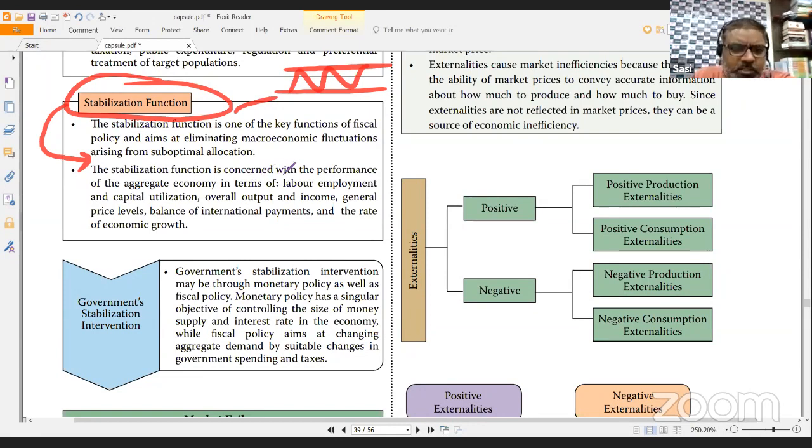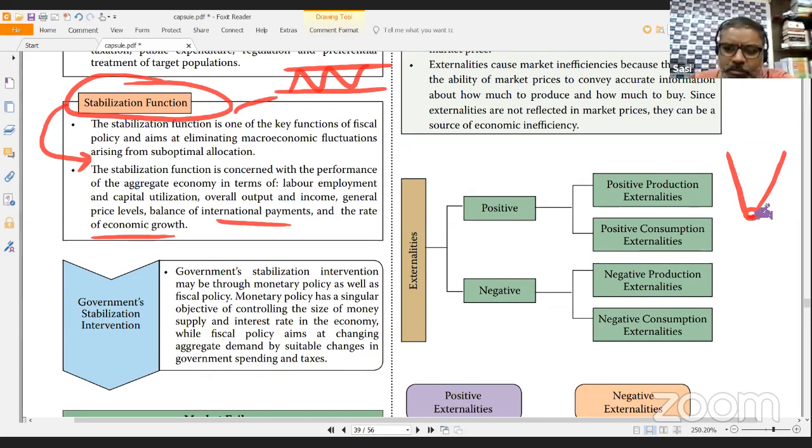Employment rate, capital utilization, overall output and income, general price levels, international payments, each of these things has to be closely monitored by the government. That is the job of the government. Any government in the world has to do that, and they have to intervene and stabilize the economy if there is a problem. Why government? Only when there is a problem is government required. When everything is good, government is not required. The market will take care of itself.